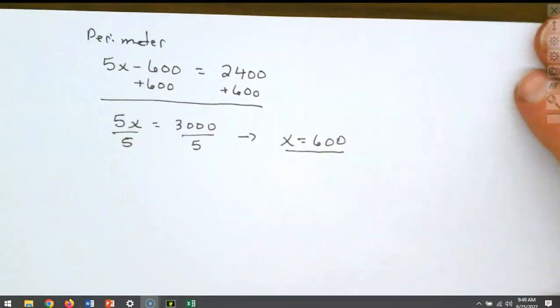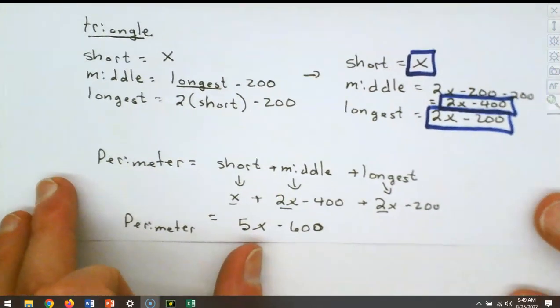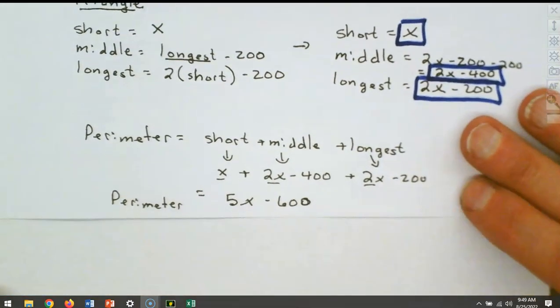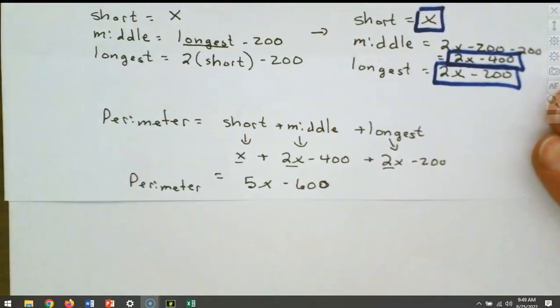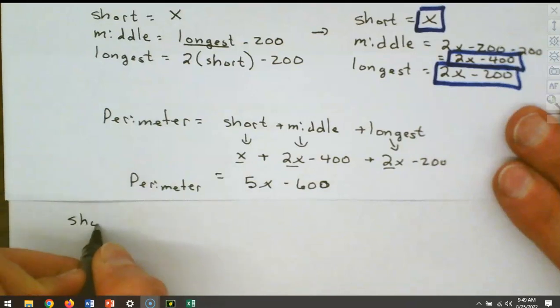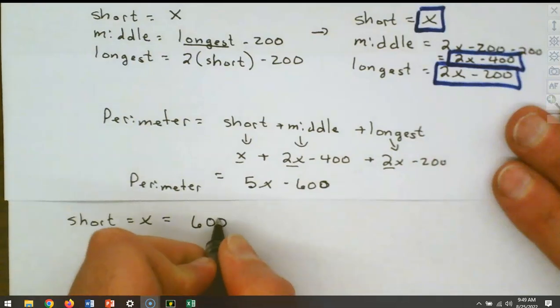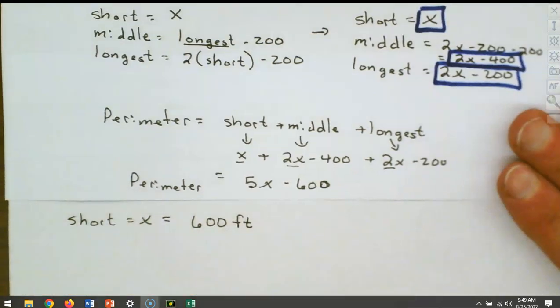Now let's go back and look at what we know about these sides. So what do we know about the sides? Okay, the short side was x. So let's try to get these filled out here. So we know the short side is x. And what did we find x to be? 600. And let's go ahead and label that with our units. So this is something that we can measure, so it's going to be in the base unit. And in this case, our base unit is feet. So the first one is going to be 600 feet for the short side.